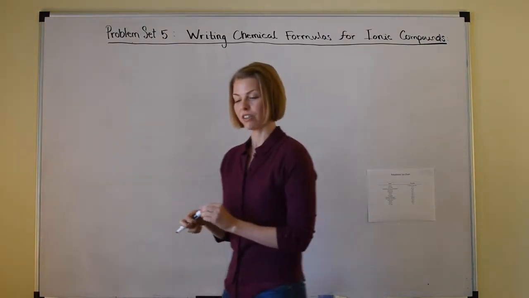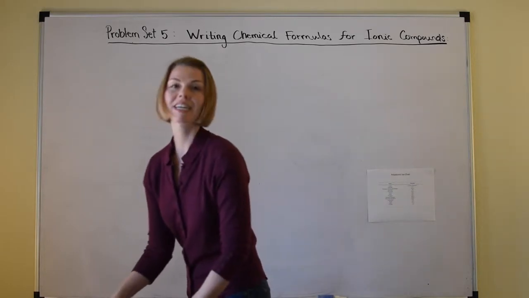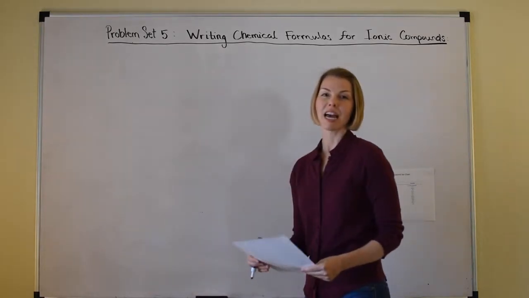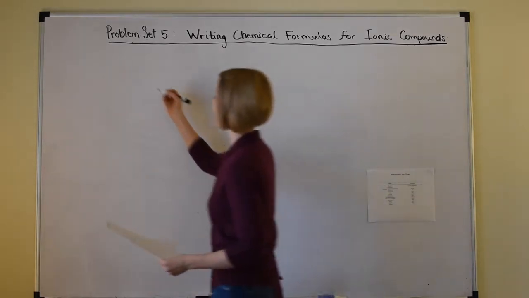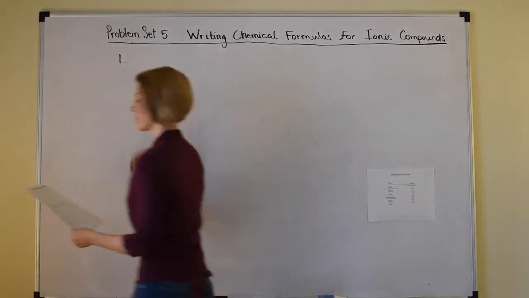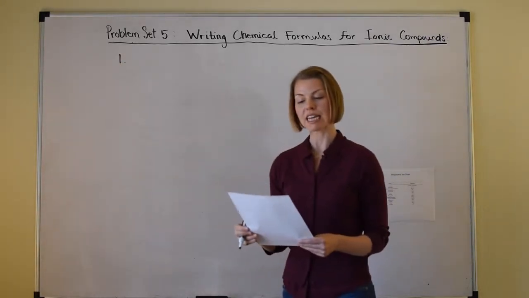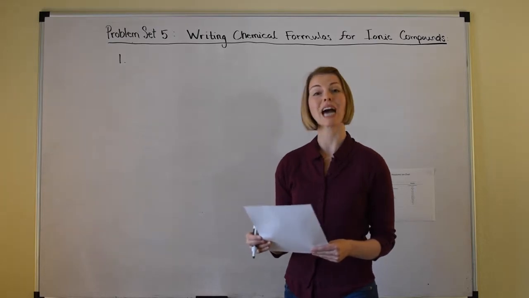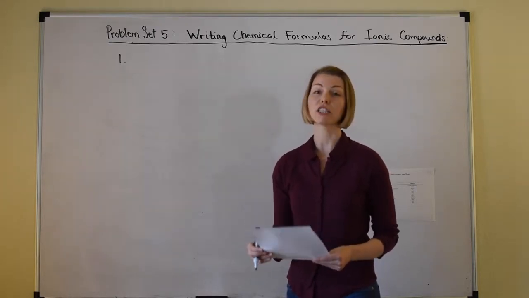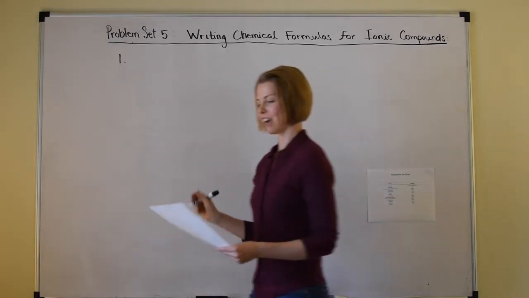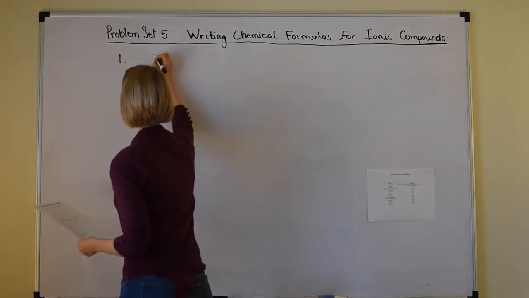All right, so tons of practice with writing chemical formulas and names for ionic compounds today. Starting with number 1 here, we're going to write the formula, include the charge for the following ions. Hint, some are polyatomic ions. All right, so starting with calcium ion.